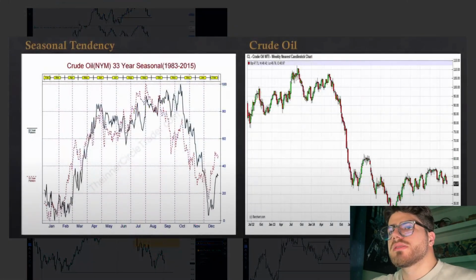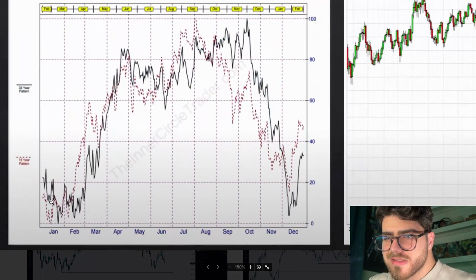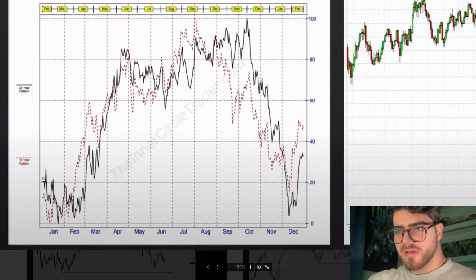Commodities. We look at crude oil. Crude oil has a sideways consolidation seasonal tendency in January. Not very clear, not very one-sided, but I'd say bearish.